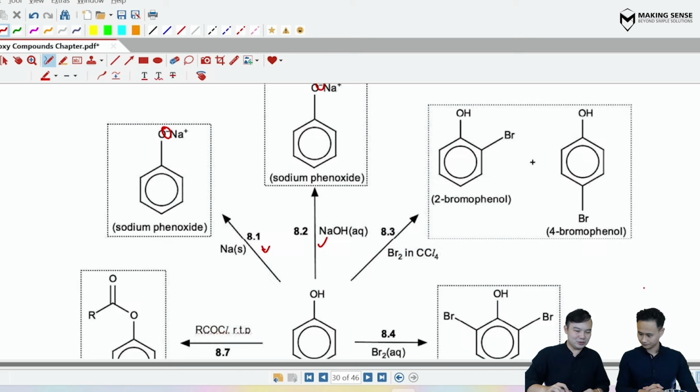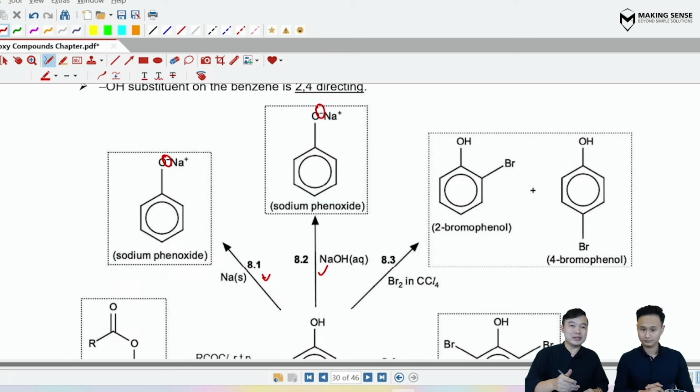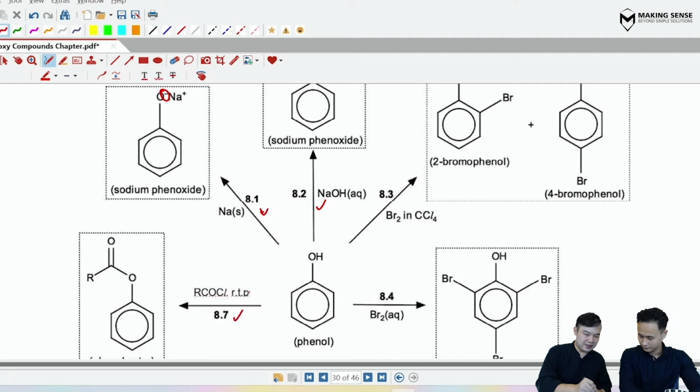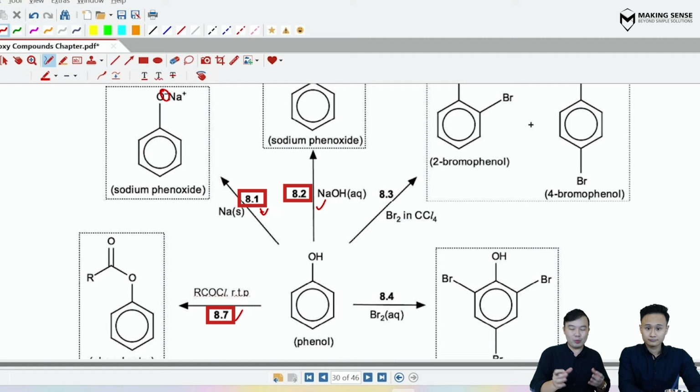So yes, that's right. In general, 8.1 and 8.2 illustrate the fact that phenol is usually acting as a nucleophile. This works the same as 8.7 as well. Yep. So these reactions will be gone through in class. These three are where your phenol acts as a nucleophile.